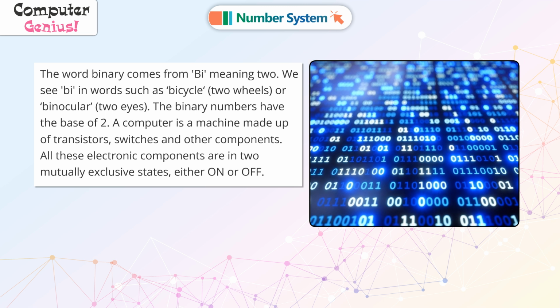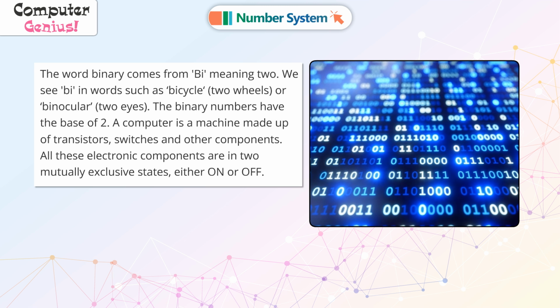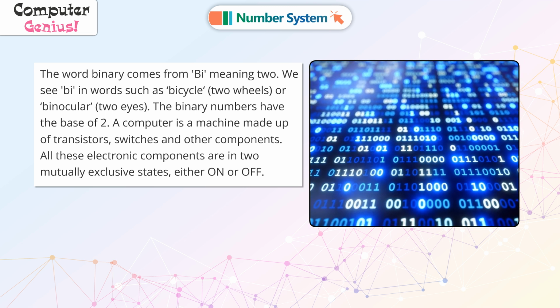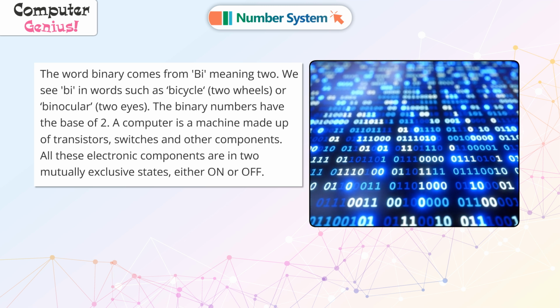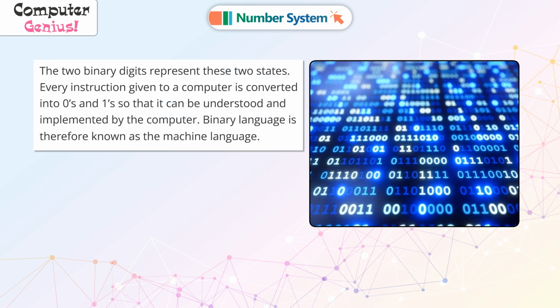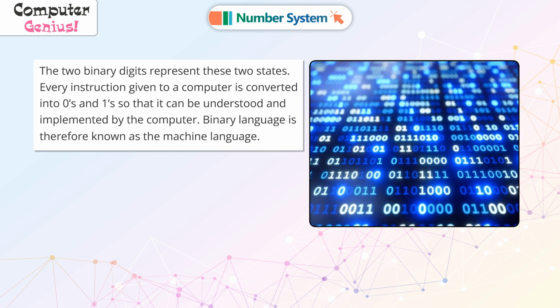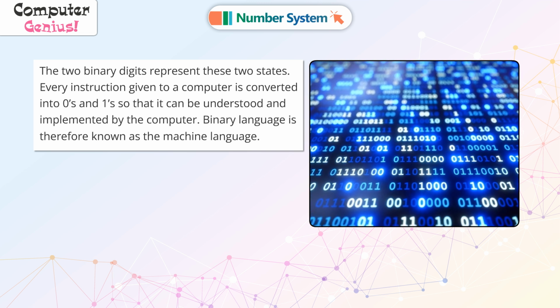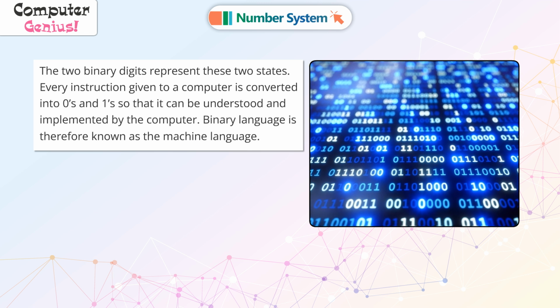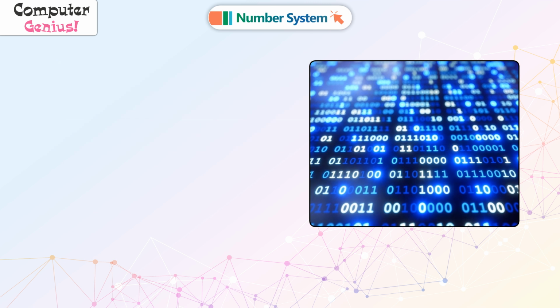A computer is a machine made up of transistors, switches, and other components. All these electronic components are in 2 mutually exclusive states, either on or off. The 2 binary digits represent these 2 states. Every instruction given to a computer is converted into zeros and ones, so that it can be understood and implemented by the computer. Binary language is therefore known as the machine language.